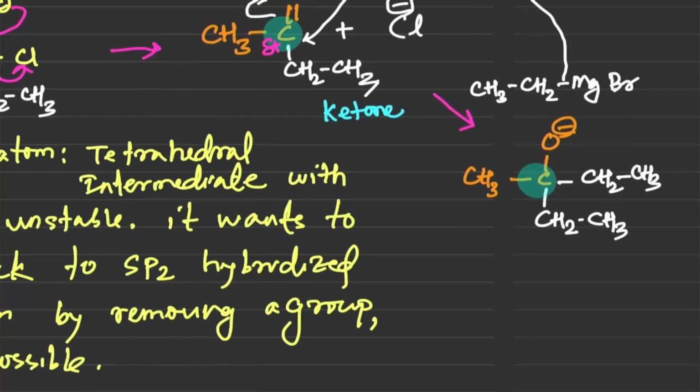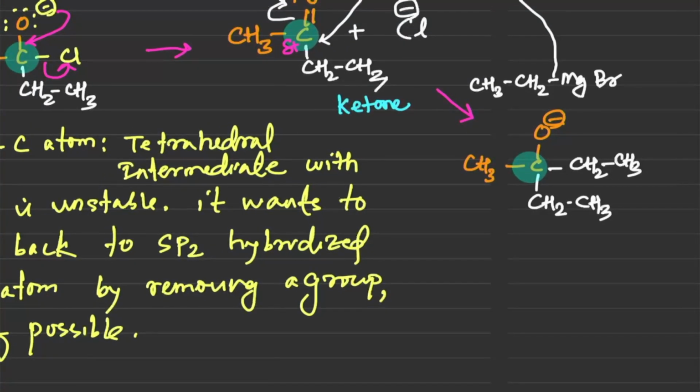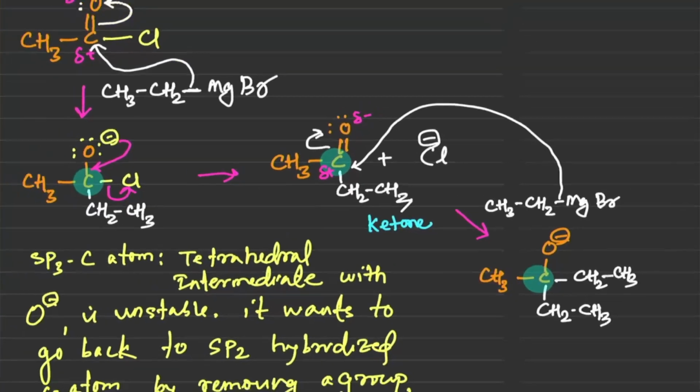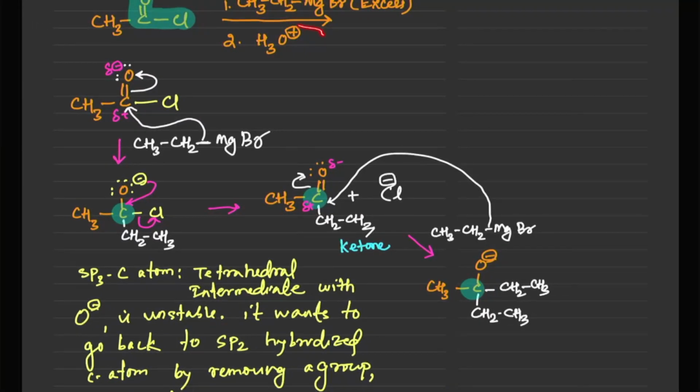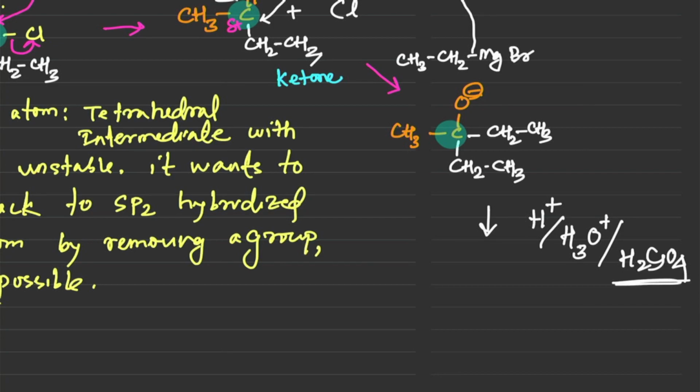So this intermediate will exist as the final product until we neutralize it. This is where the second step comes into play, where you neutralize the O negative ions. In questions, you will see some written like H plus, sometimes H3O plus, and sometimes they just put H2SO4 to show you that you're adding acid. Again, it's just whatever the question is written.